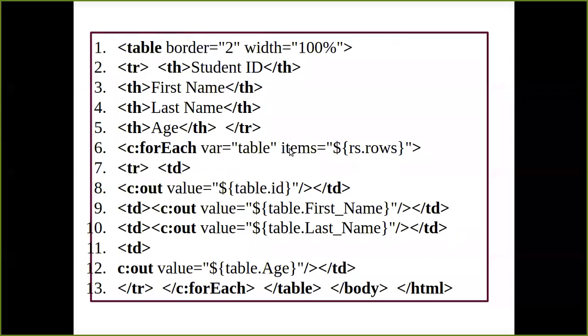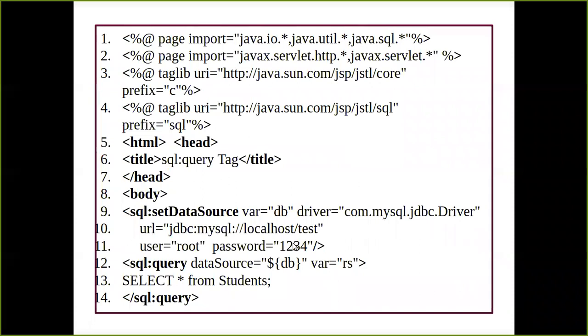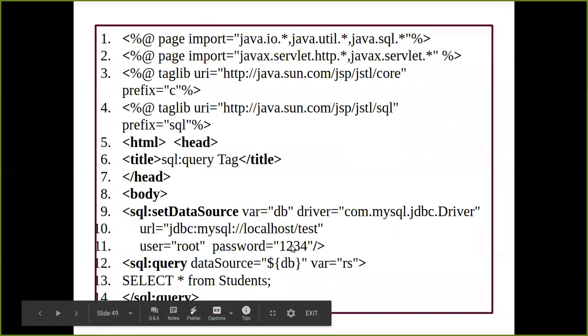Now the next attribute is items, where you're going to have an expression in expression language, which is identified because it starts with the dollar sign. If you remember the variable I created in the previous slide, I'll go back and show it to you. Here we called the variable db, which is holding all the information, and I've just called it over here.